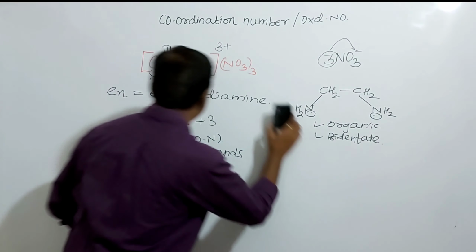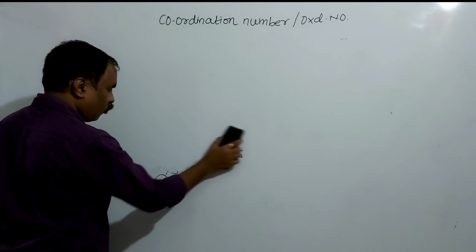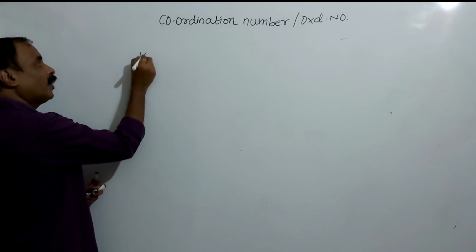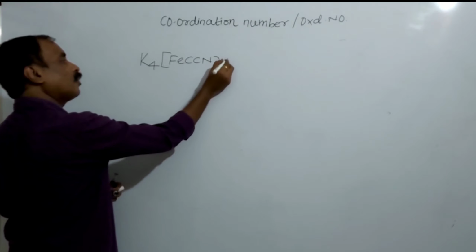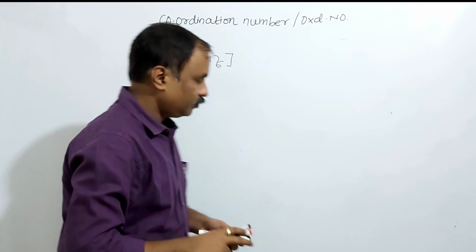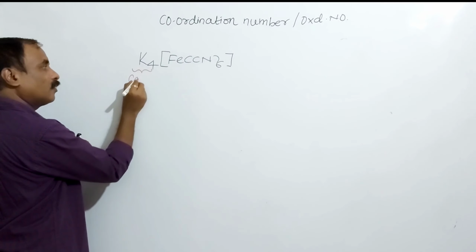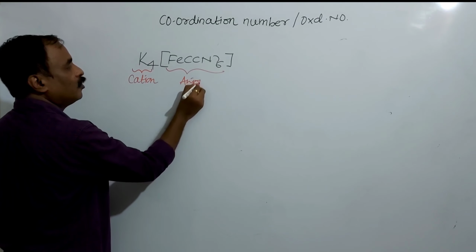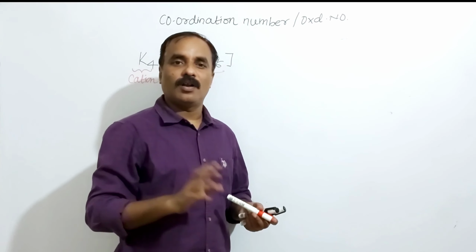Next example. This is very interesting. Coordination chemistry is very interesting. I will take potassium ferrocyanide, example number 3. Potassium ferrocyanide: K4[Fe(CN)6]. Now here it is the cation, because first is the cation, and then this complex is the anion. So which type of complex is this? Anionic complex. Cationic, anionic and neutral.